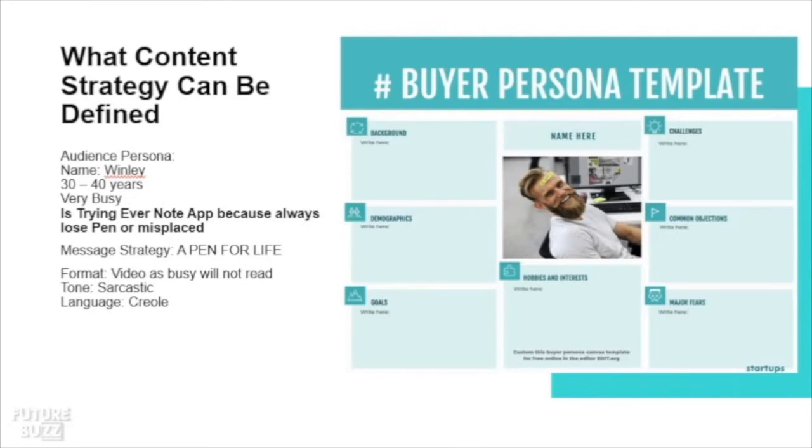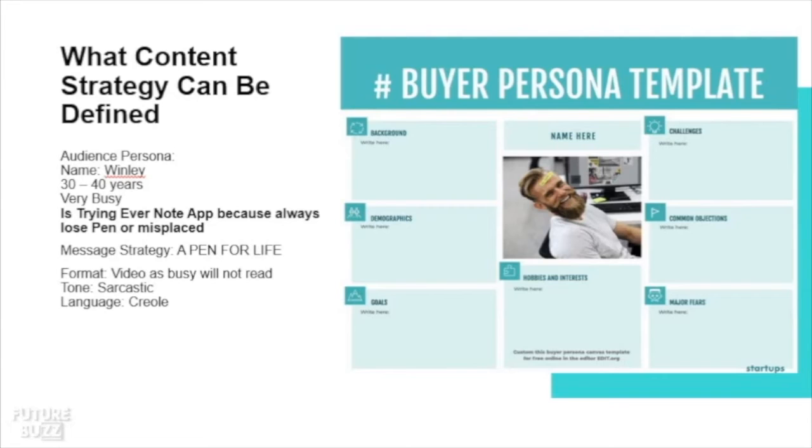So once your concept is defined, you want to dig a little bit deeper into your audience and build a persona that will help you build a proper content strategy. So the persona says that the name is Winley, between 30 to 40 years old. You can even imagine a picture. This guy is very busy. He's trying to move on application online, but it's getting a little bit difficult to keep up with it. But he's trying to do it because he always loses the pen or misplaced it.